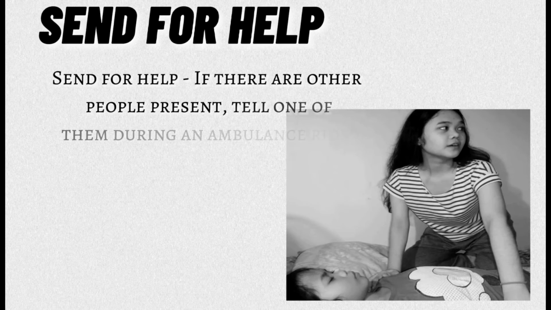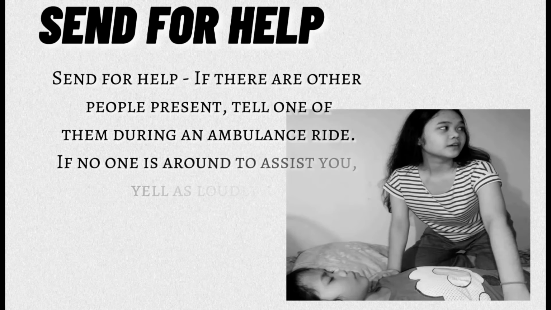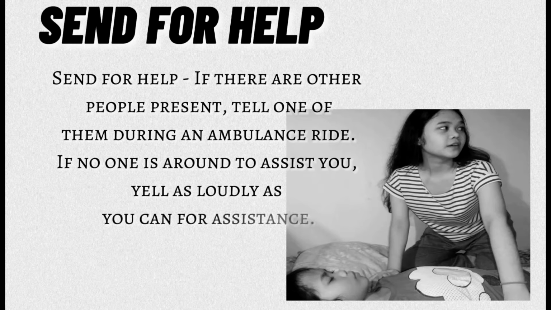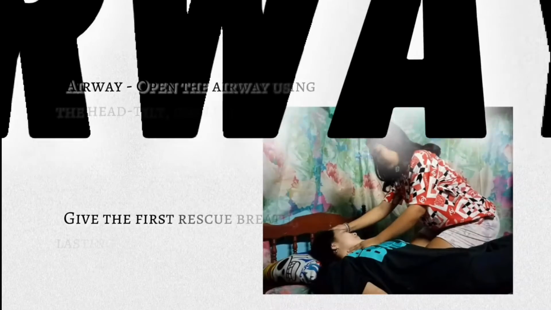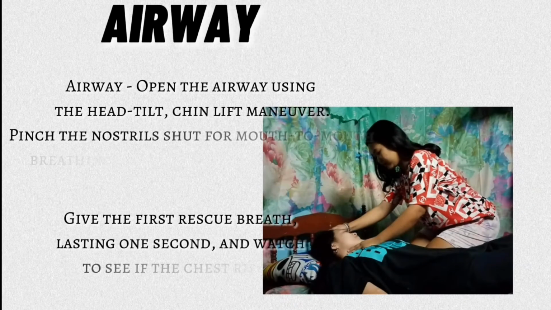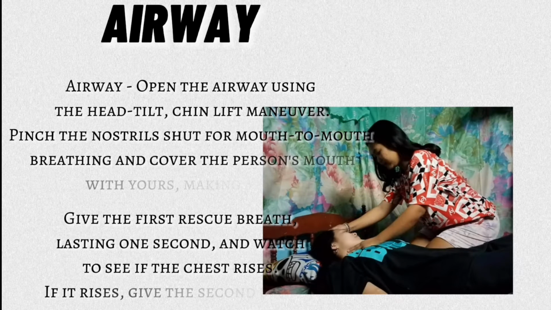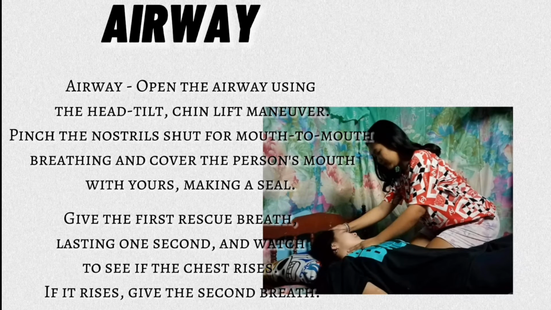If there are other people present, the third step will be to call for assistance. Tell one of them to call an ambulance. If no one is around to assist you, yell as loudly as you can for assistance. Open the airway using the head tilt chin lift maneuver. Pinch the nose shut for mouth-to-mouth breathing and cover the person's mouth with yours, making a seal. Give the first rescue breath, lasting 1 second, and watch to see if the chest rises. If it rises, give the second breath.